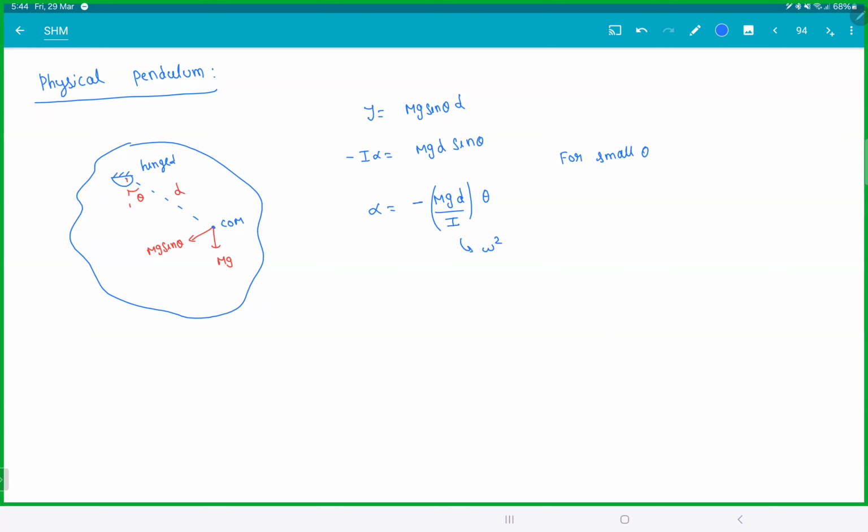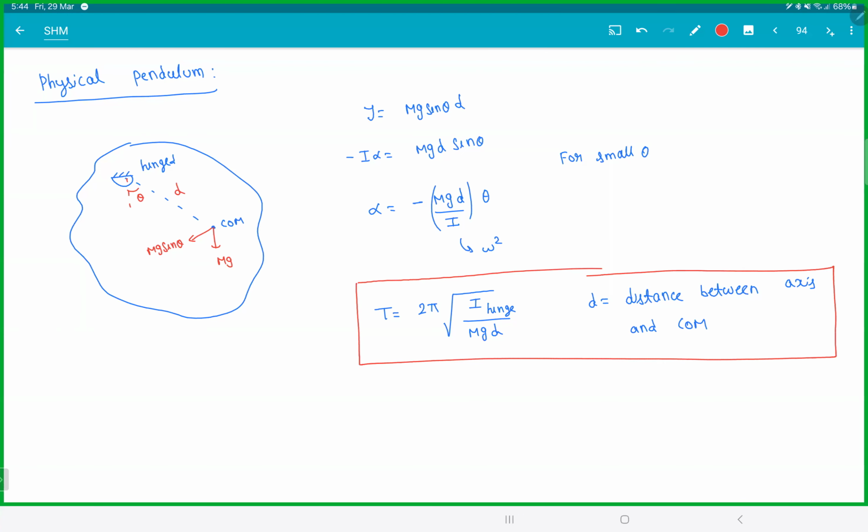This is your omega square term. The time period is given by 2 pi root over the moment of inertia about the hinge by mgd, where d is the distance between the hinge and the center of mass. Have a look at this. These are the two standard formulas which you need to remember.